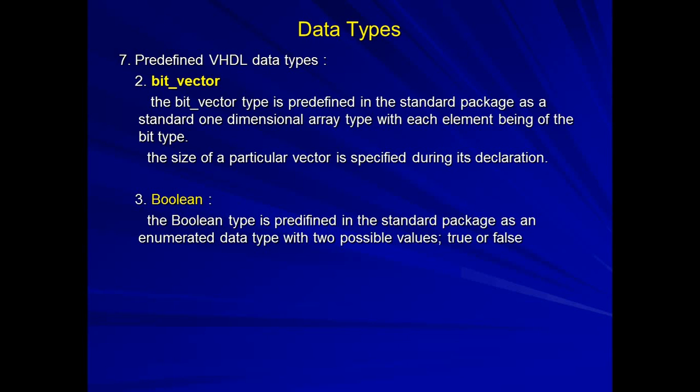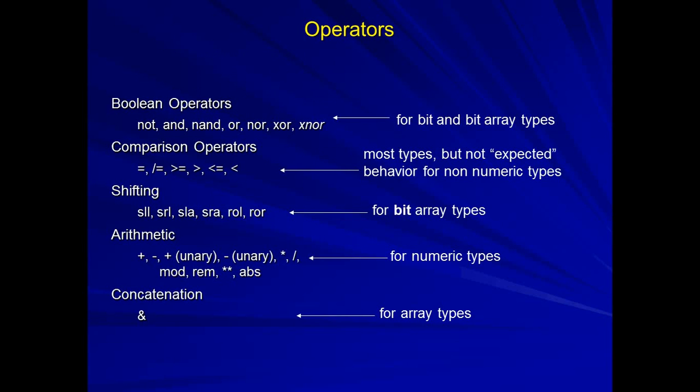Another important predefined data type is Boolean. The Boolean type is predefined in the standard package as an enumerated data type with two possible values, true and false. This is about data types, and data types play an important role while writing the VHDL code for any electronic circuit. Without data types, we cannot declare the signals, variables, and other data objects.